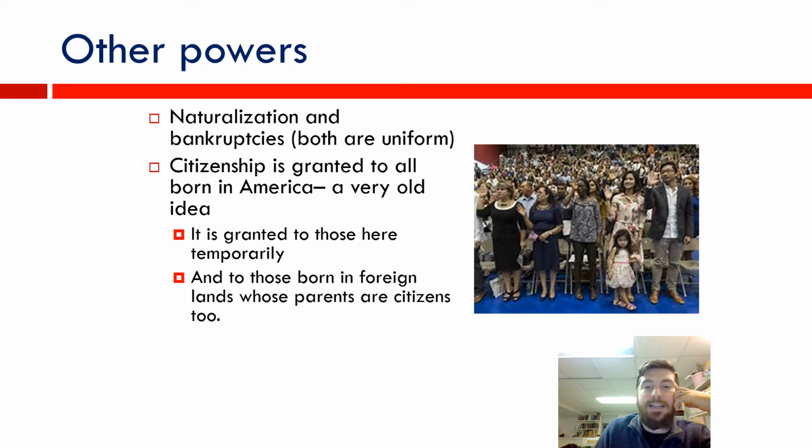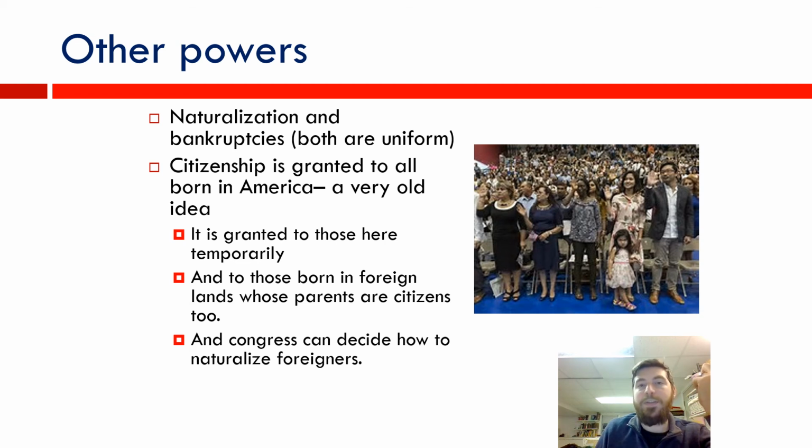Citizenship is also granted to any children of American citizens who are born in foreign lands. So that is very lenient. That is letting a lot of people be citizens who might not otherwise be citizens. So you can claim citizenship because your parents were citizens or because you were born in America. And then Congress gets to write rules about how to make foreigners who move to America citizens.